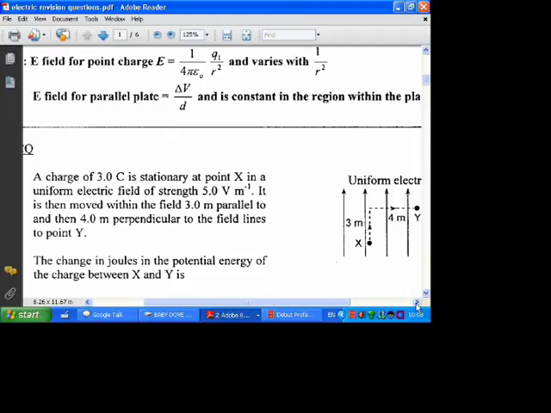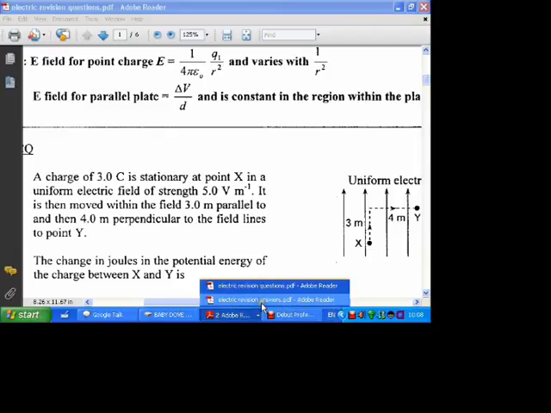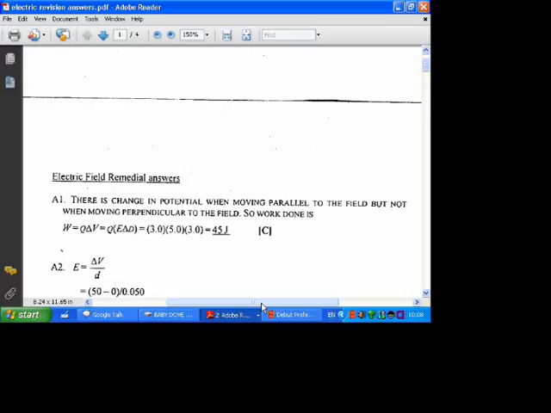Now let's look at the answers. Along the direction that is parallel to the E field, you will have a change in potential, but not in the direction perpendicular to the E field. So moving 4 meters perpendicular to the E field doesn't contribute to any change in the potential. So by moving horizontally, it doesn't cause any work to be done. So you should use the formula W equals Q delta V.